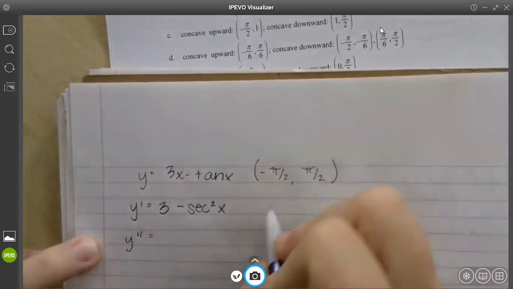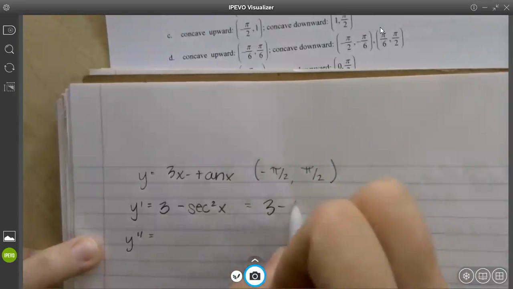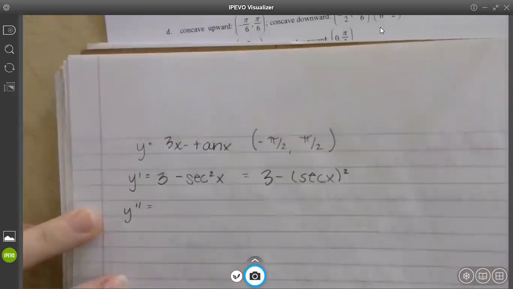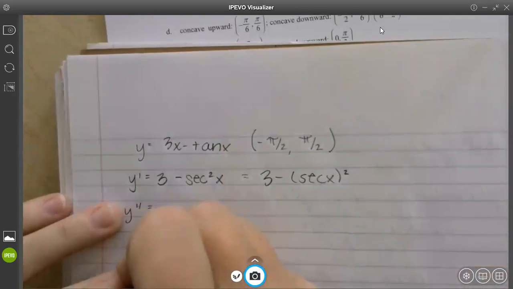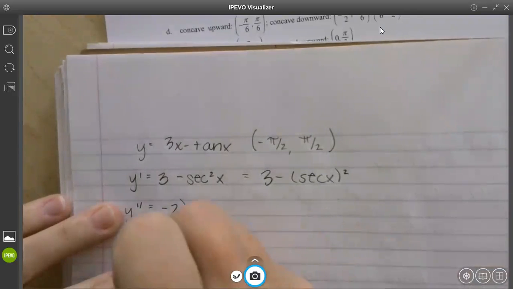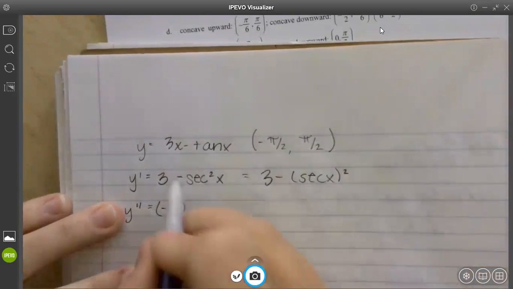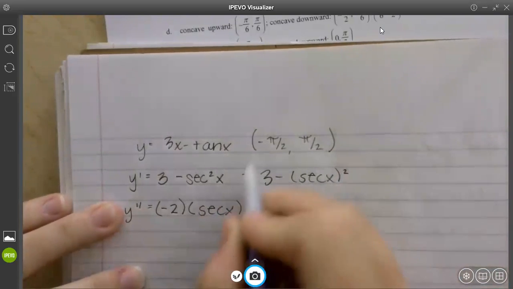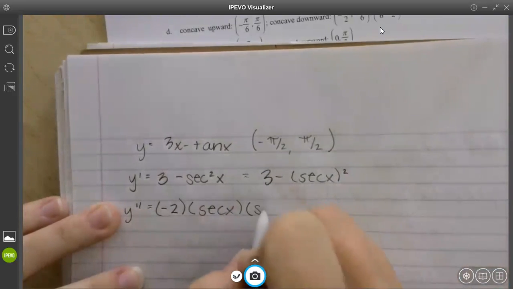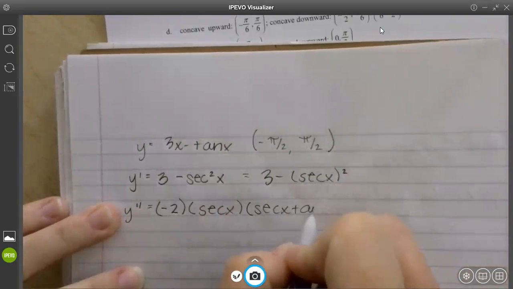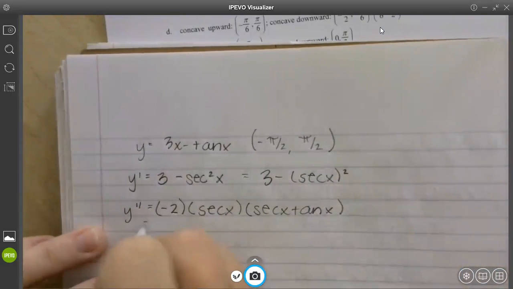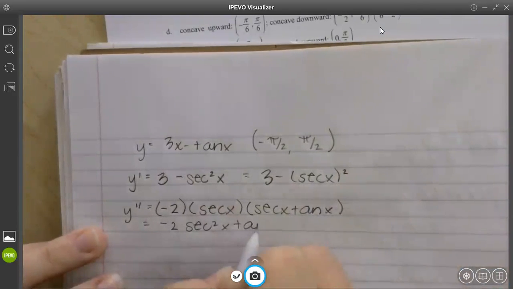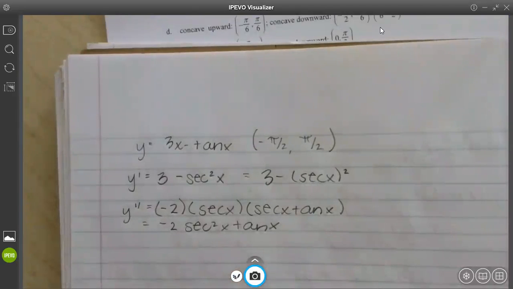Y double prime. Remember, this is the same thing as secant x squared. So your 3 is going to go away. You're going to have a -2, so the negative times 2 of secant x. And then what's your derivative of secant x? Good. So we can rewrite this as -2 secant squared x tan x.